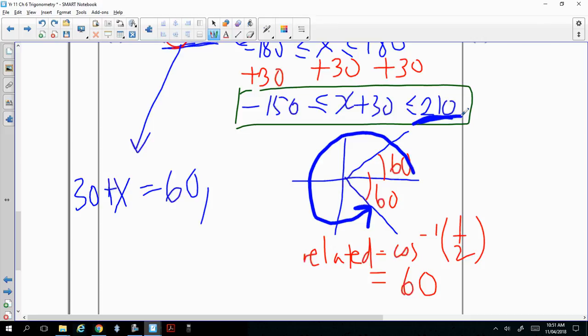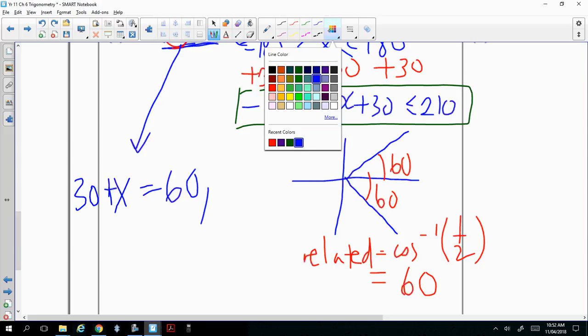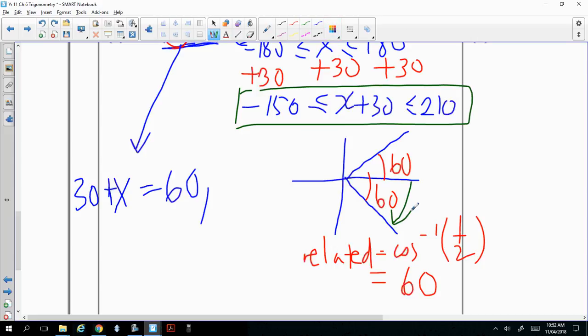So what do we do? We go backwards. So how do I get backwards? We'll go that way. So it'll be negative 60. Okay, that's it. I don't think we can go any other ways.